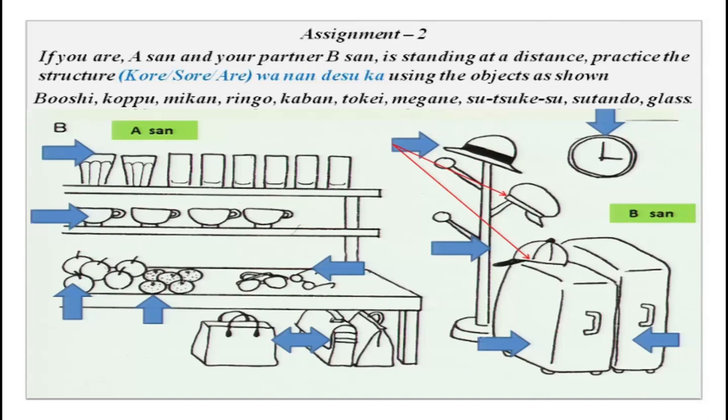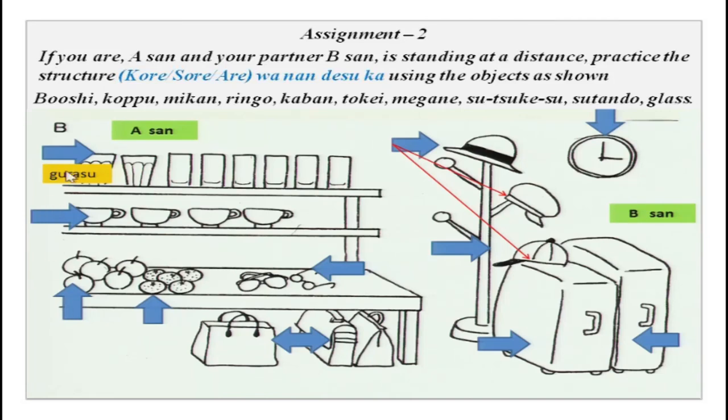Now, we will go on to the next assignment. Now, this picture has a lot of things in it. If you are A-san over here and your partner is B-san over here and is standing at a distance, practice the structure kore, sore, are wa nan desu ka, using the objects as shown. The names of the objects are listed over here on top. You are supposed to point and then ask kore wa nan desu ka, sore wa nan desu ka or are wa nan desu ka.